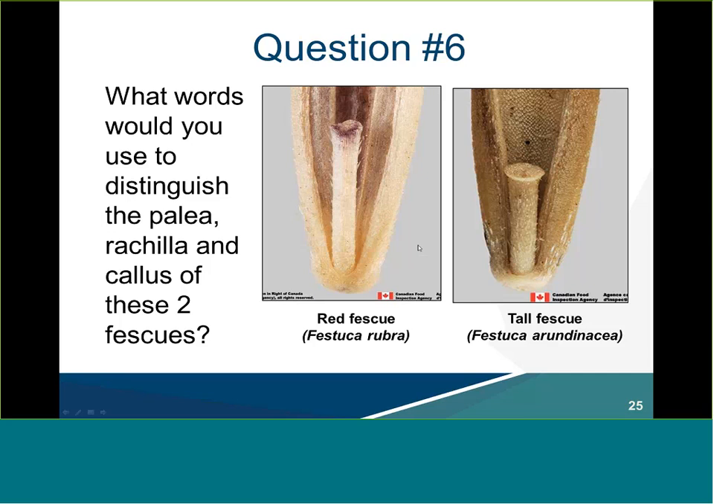And finally, the callus. It's a bit hard at the close-up because tall fescue is rather pale at the base. But the callus of tall fescue tends to have bumps at the sides. We call it flaring out at the sides. A similarity between the two is that they're both rounded at the base. Red fescue does not have the flaring sides.